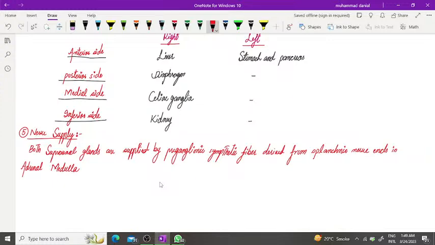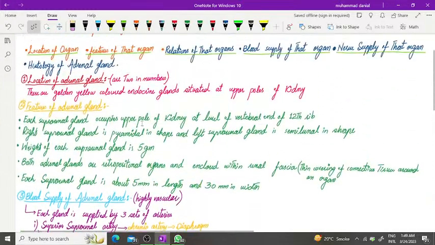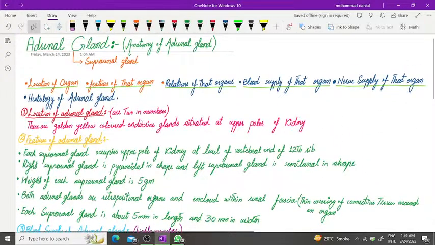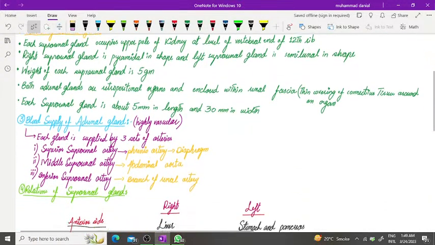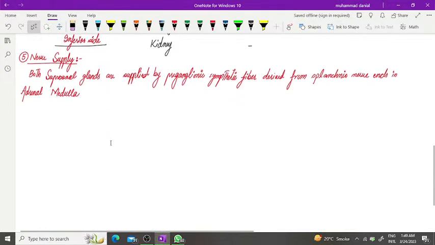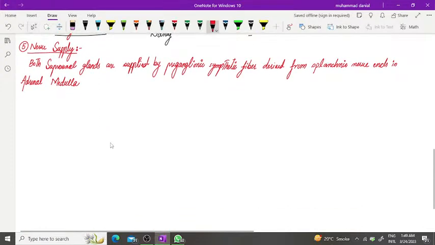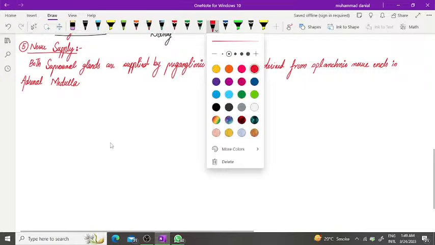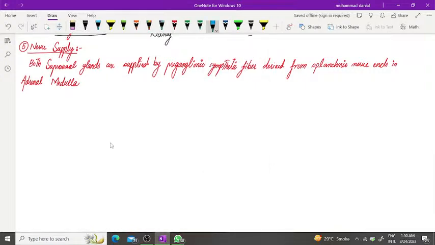I will be discussing the adrenal cortex and adrenal medulla when I discuss the histology. Okay, so this is the nerve supply. So till now we have done the location of adrenal gland, the features of adrenal gland, blood supply of adrenal gland, relations of adrenal glands, and nerve supply. Now I will be discussing the histology of adrenal gland.